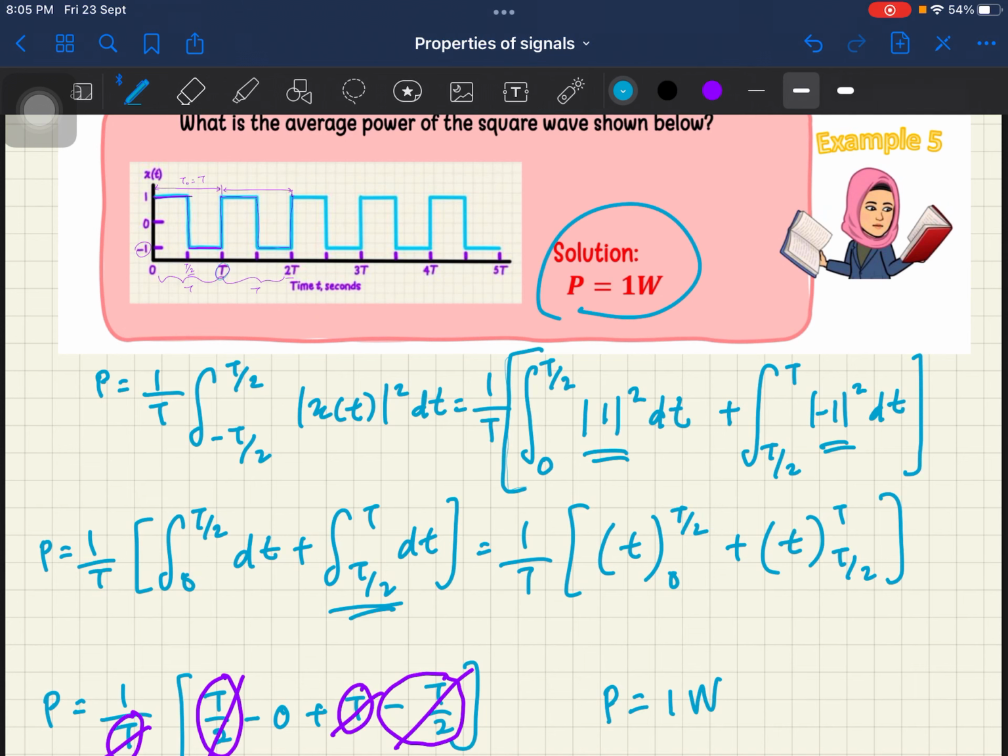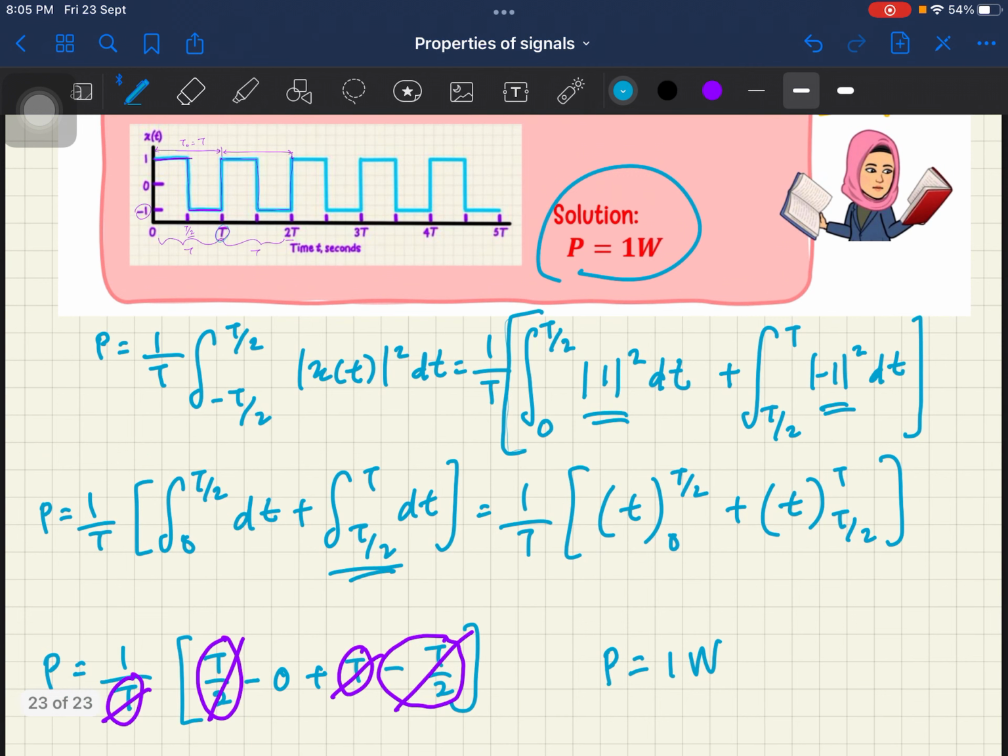I hope with this example you know how to apply this integration formula to calculate the average power of a given signal. With that, I end this video and I'll see you again in another video for another example. Thank you.